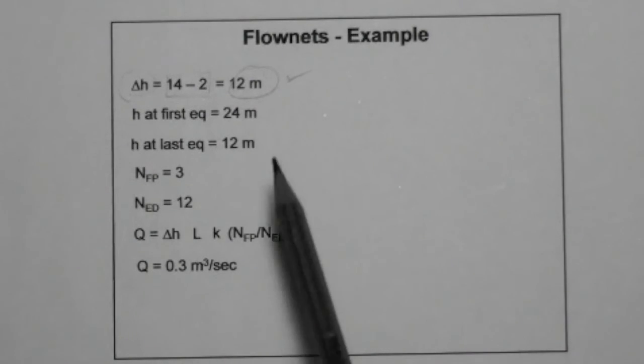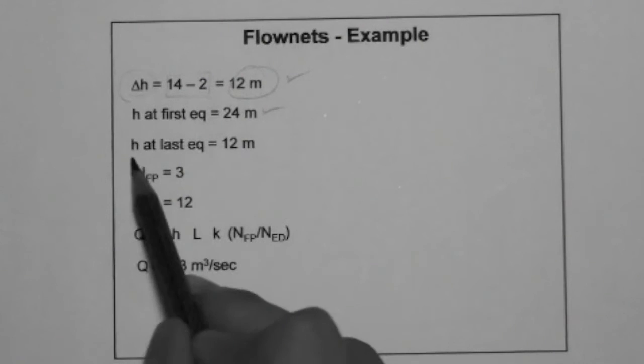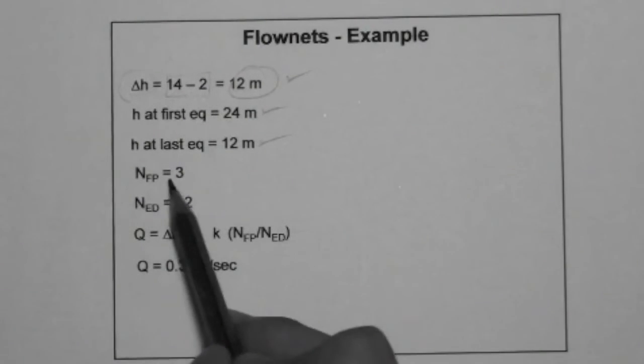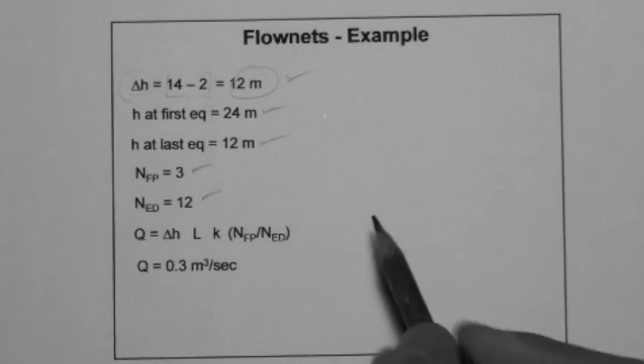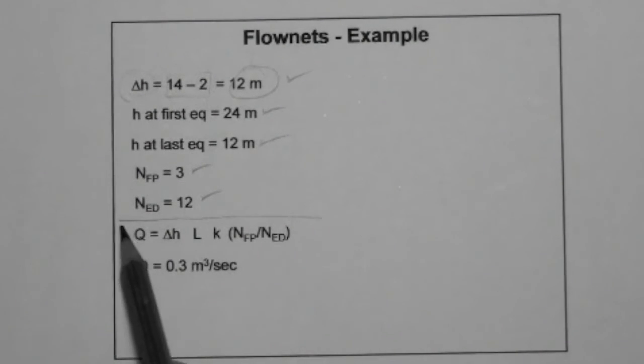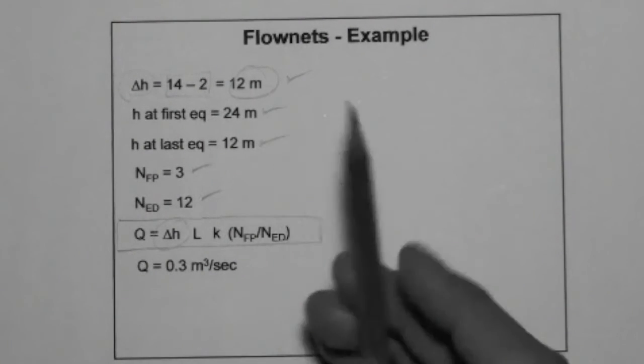So, head at the first equipotential, we did it. Head at the last, we did it. Number of flow paths, we did it. Number of equipotential drops, we did that. Here's the equation for the flow rate for a 2D system. Okay? Very simple. Delta H, which we found to be 12.